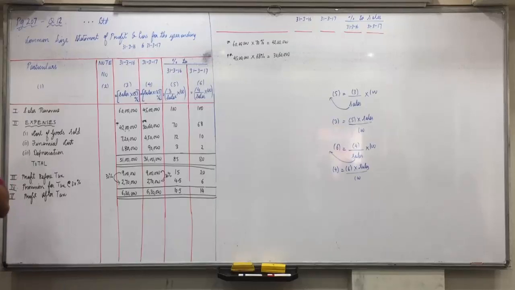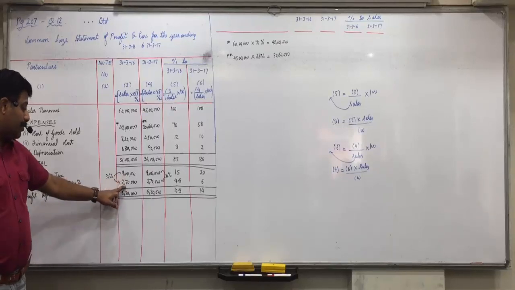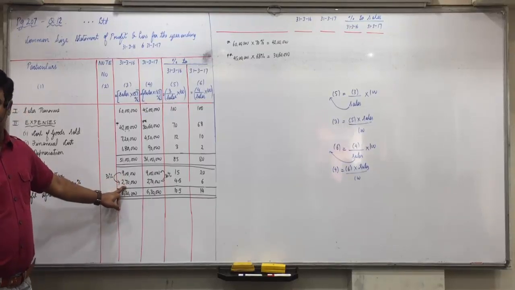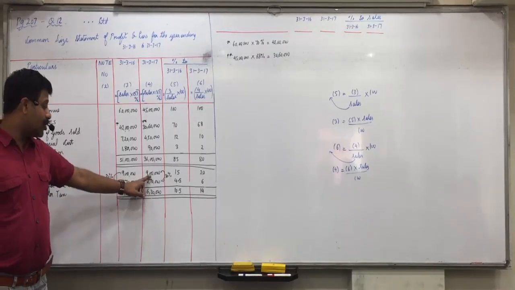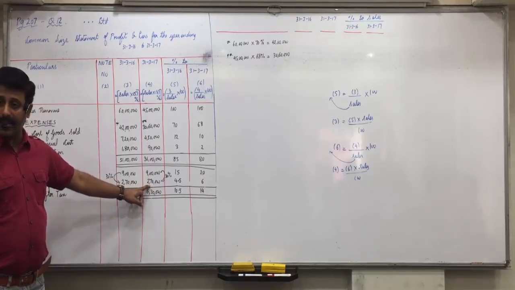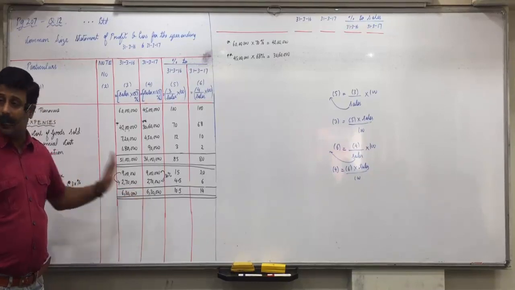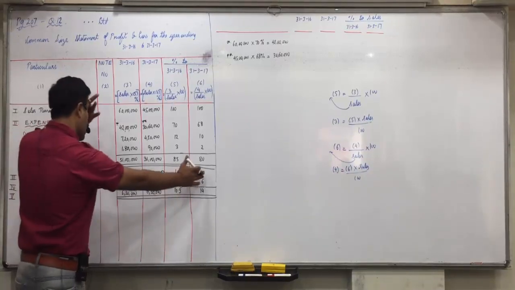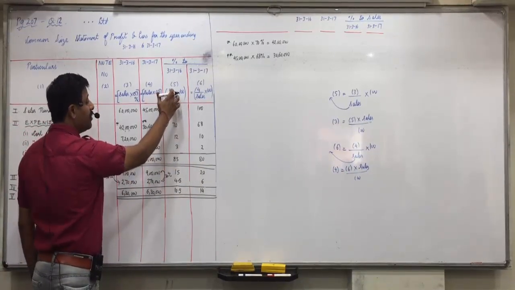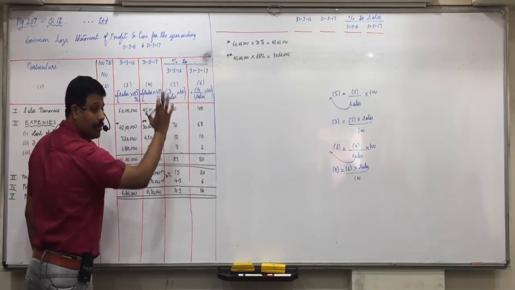Did you understand these last two items, provision for tax and profit after tax? I repeated: 9 lakh into 30% is 2,70,000. Rate of tax is given as 30%. Here also 9 lakh into 30%, 2,70,000. 9 lakhs minus 2,70,000, 6,30,000. And then last two columns, same traditional way, column 3 upon sales into 100.